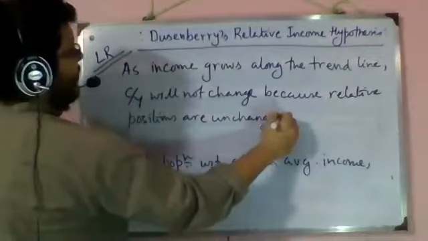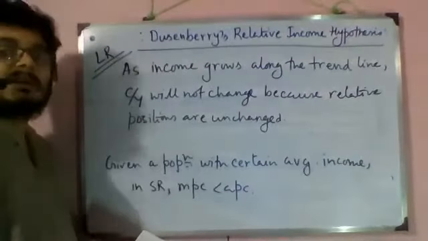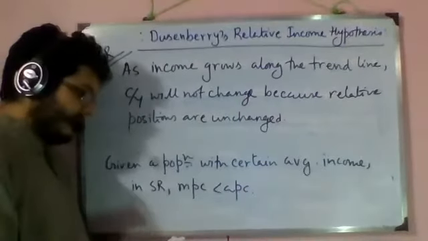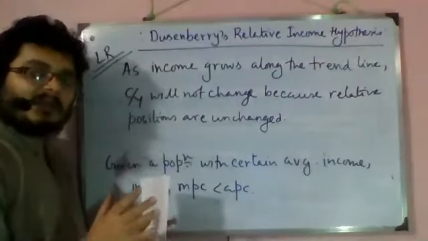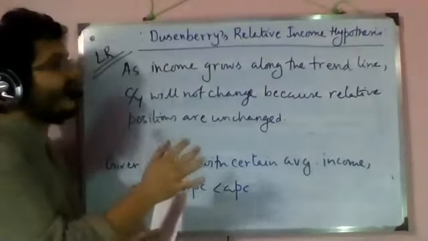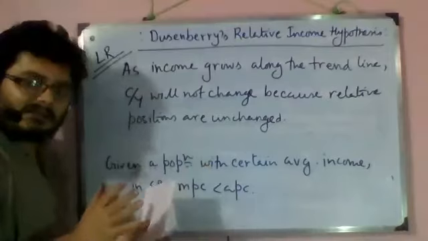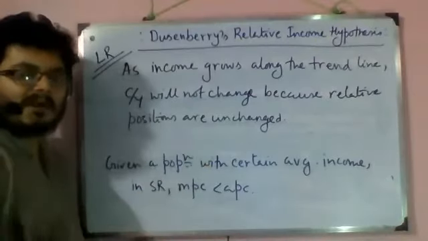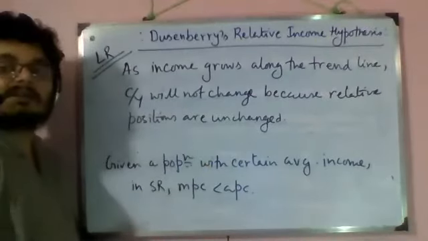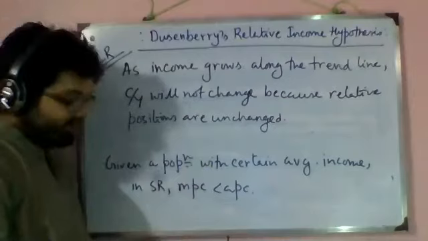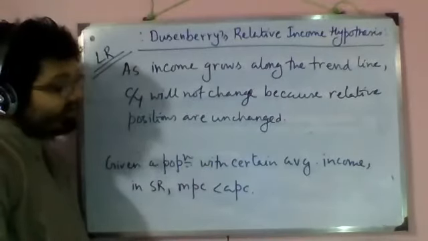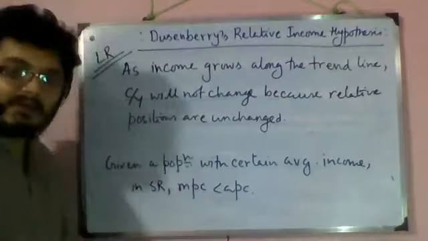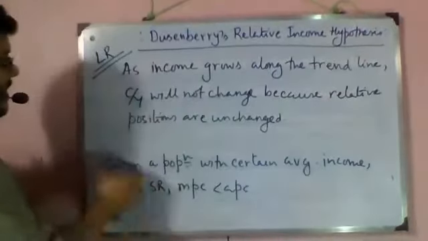So in the long run, if I look at the C by Y, then it will appear to be constant. Why? Because the whole population is growing along the trend line, right? And that's how we characterize the long run. So we get the two results that we are looking for. In the short run, MPC is less than APC. And in the long run, C by Y is constant. Okay. So now we'll move on to the second hypothesis.